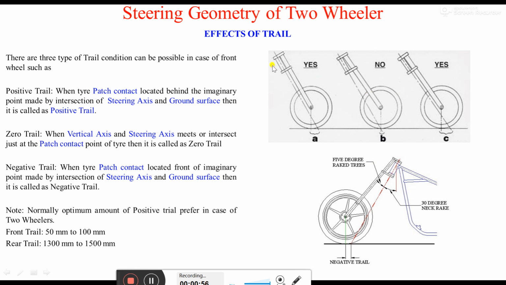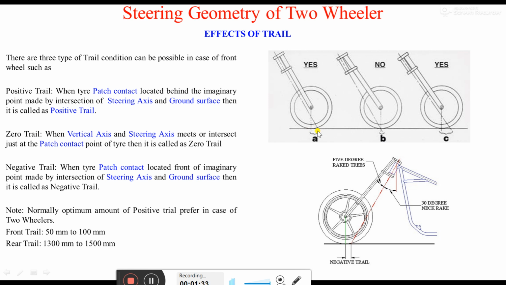Okay, so as I told you, what is a front ground trail? Ground trail is nothing but the distance between the intersection point of the steering axis and the intersection point of the vertical axis with the ground surface. So the distance between these two intersection points is nothing but the ground trail. Now there may be two cases. Sorry, there may be three cases. One is a positive ground trail, second is a zero ground trail, and third is a negative ground trail.